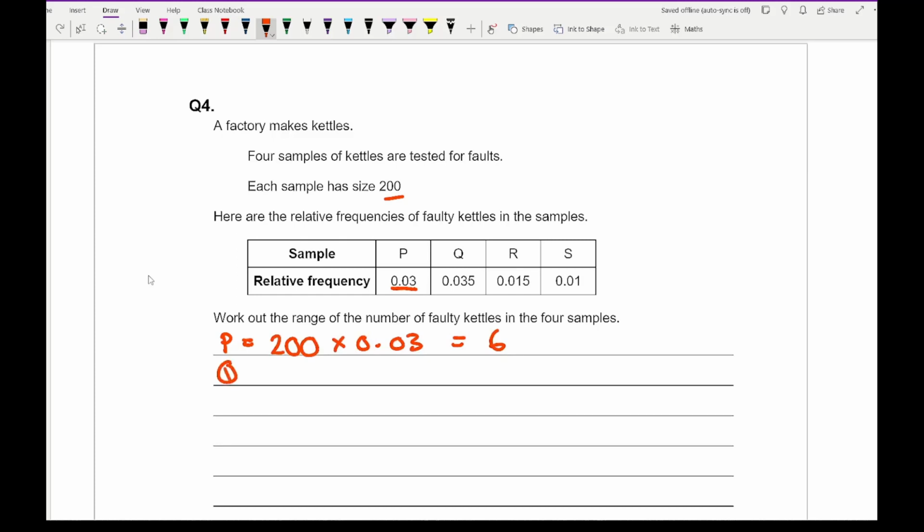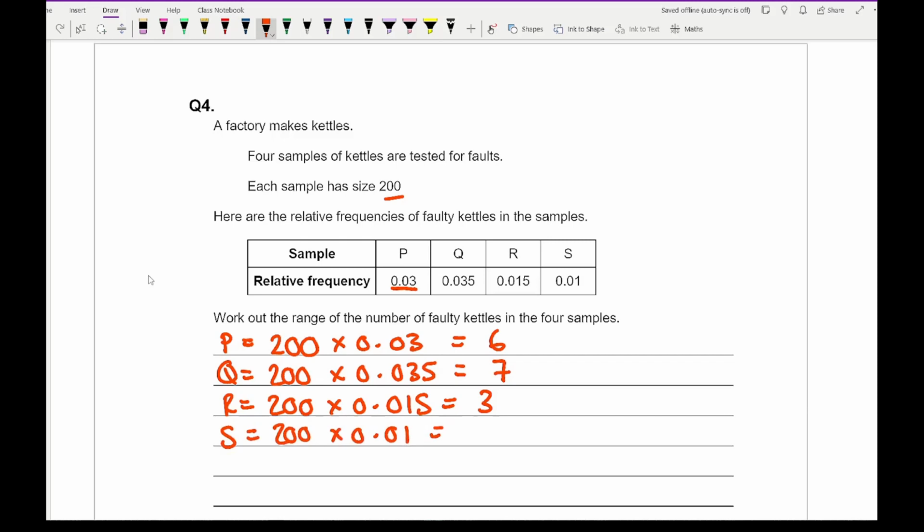Then for Q it's going to be 200 times 0.035, which gives me an answer of 7. Then for R it's going to be 200 times 0.015, which is 3. And for S it's going to be 200 times 0.01, which gives me an answer of 2. So here the range is going to be the biggest frequency, which is 7, take away the smallest frequency, which is 2, giving me an answer of 5.